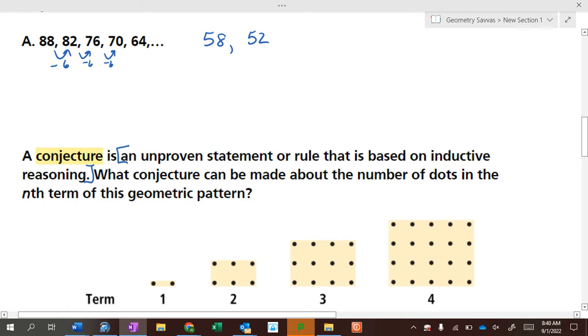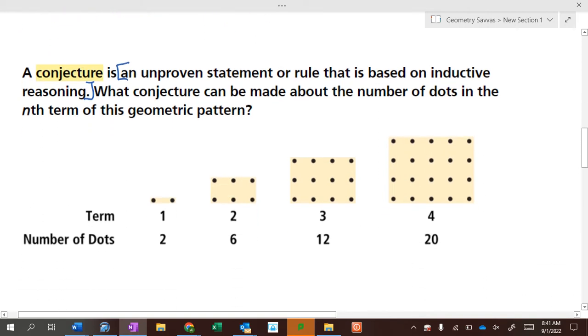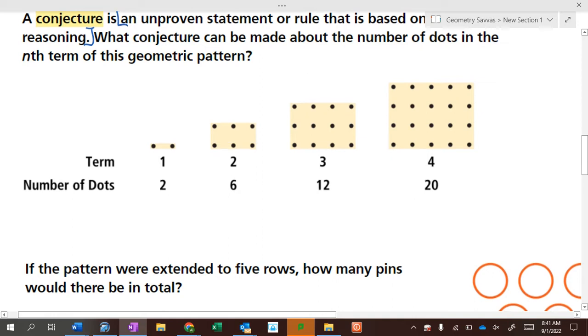Now, conjecture is a very fancy word for what? What's a 5-letter word, a very basic word, that conjecture is a fancy word for? 5-letter word. Starts with a G. A guess. A conjecture is basically a guess. You're guessing to see what it is. Now, most of you take educated guesses that are correct guesses, but if it's not proven, it's still just a guess.